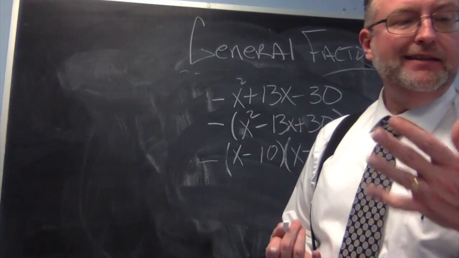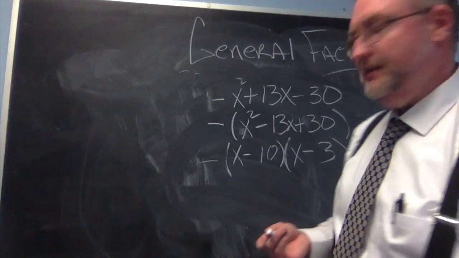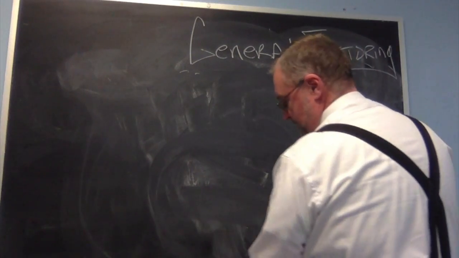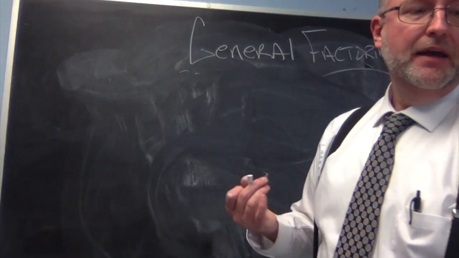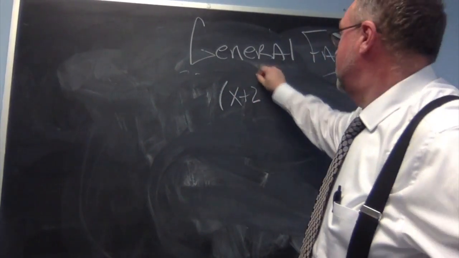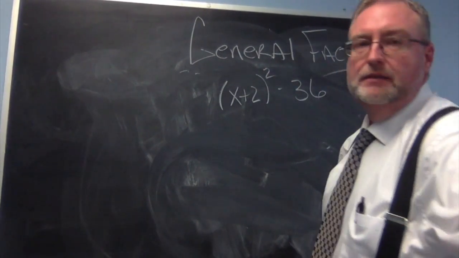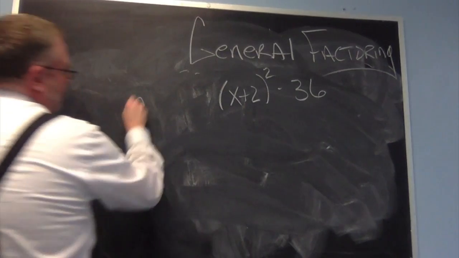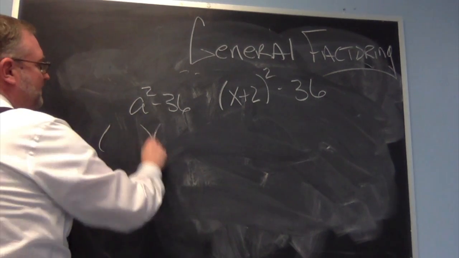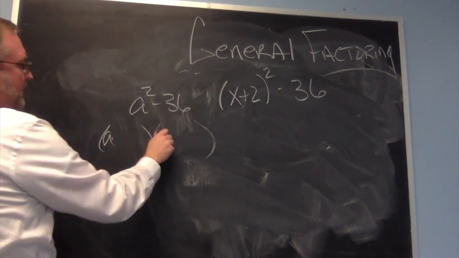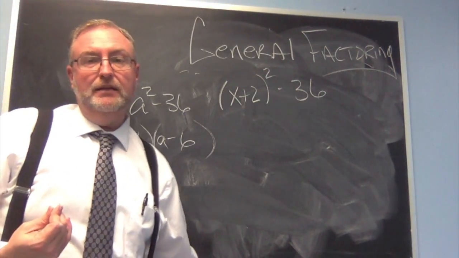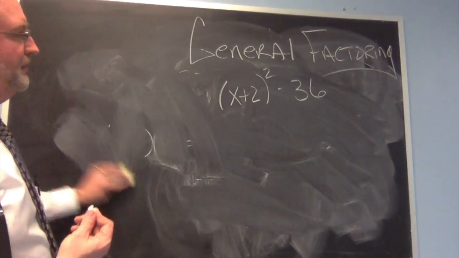All right, the only other ones that may throw you for a loop, down to number 46. The very last one. Remember, when things are in parentheses, you treat it like a letter. All right? This one says x plus 2 squared minus 36. Now, if that said a squared minus 36, you would have no issue, I would hope. You would have done a plus 6, minus 6. Well, it's the same thing. It's just you treat the x plus 2 like a letter.